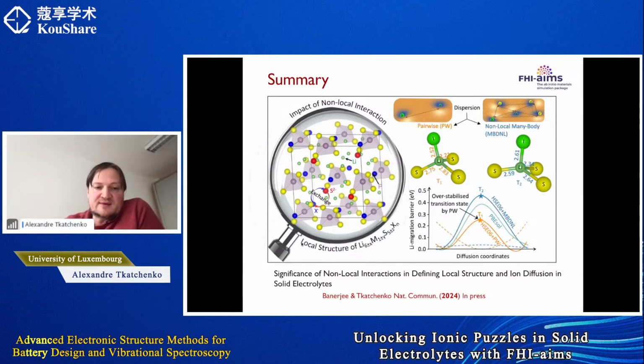We saw that the really important thing to get right is the local structure of these materials, not just the global unit cell, which is what most people focus on. In particular, the local structuring of sulfur and lithium ions can change quite a lot in the pairwise treatment of dispersion interactions versus the MBD-NL treatment of dispersion interactions. Once again, this work will be published soon in Nature Communications.